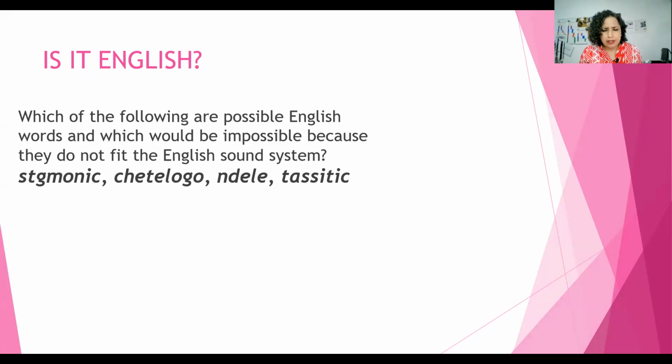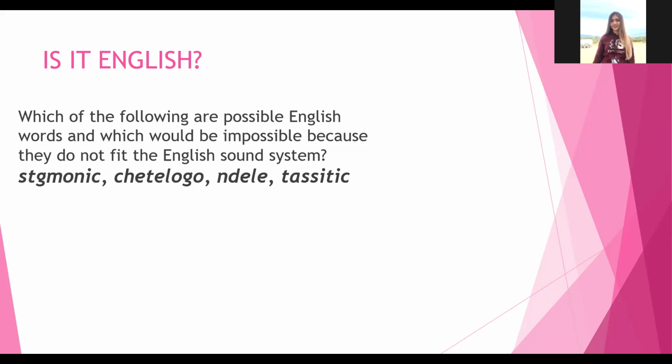Mnemonic. Is that an English word? I'm not talking about definitions here. I'm not talking about the meaning of the words. I'm talking about sounds, through what you're listening to, through what you think it might sound like. Is it possible to be an English word? Yes, I think so. Catalogo? I think it's not. Tacitic? I think that is in Spanish.